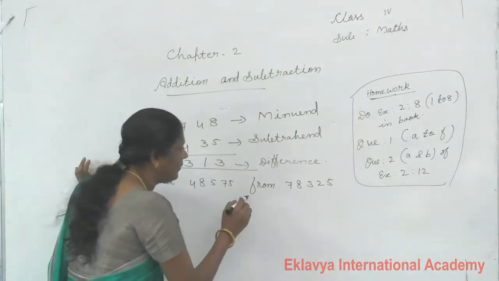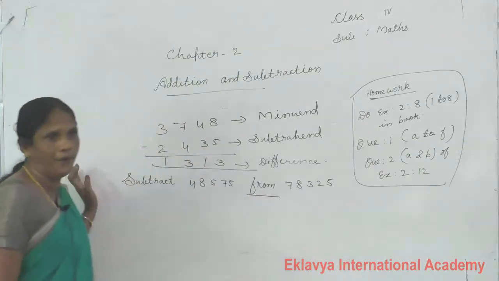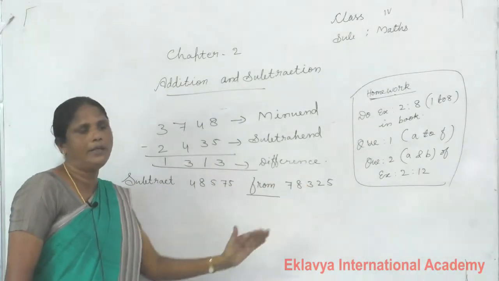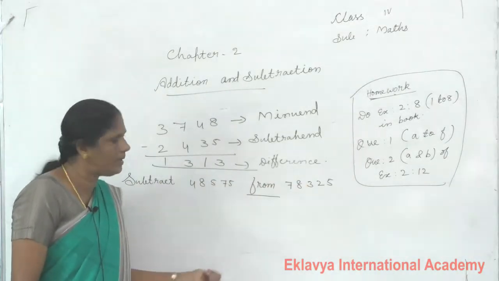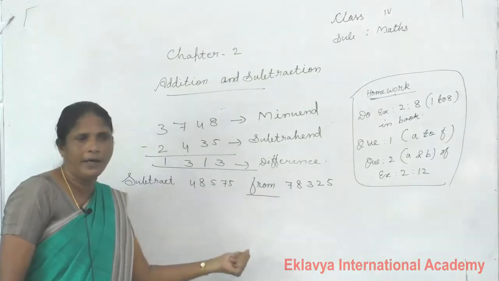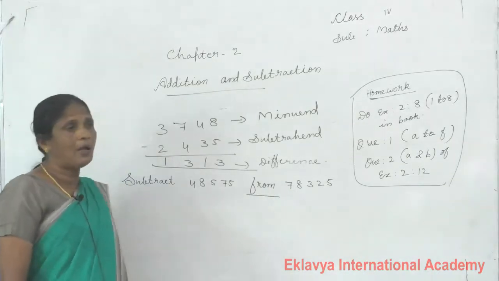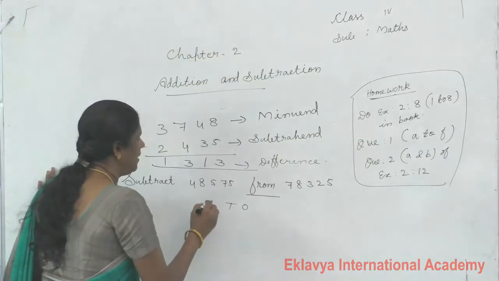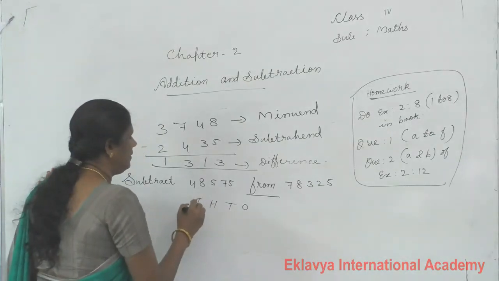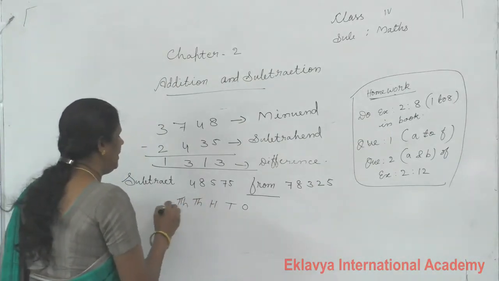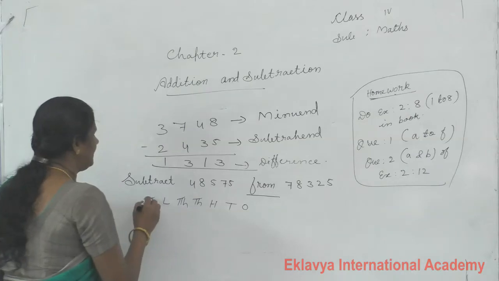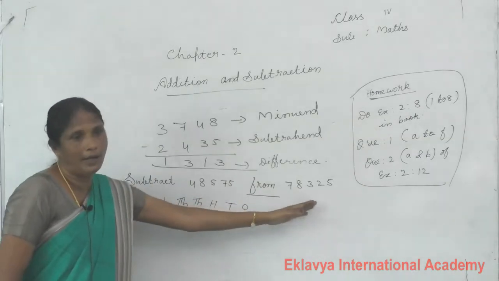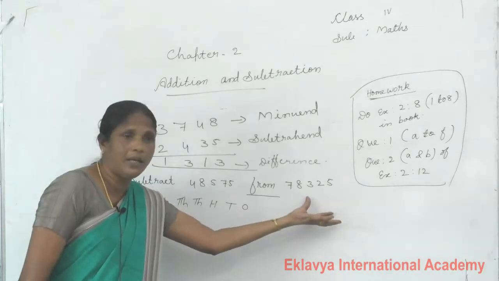Listen, look here, which word comes here? From. This means the second number is written first. According to place value you write ones, tens, hundreds, thousands, ten thousands, lakh, ten lakh. Then the second number is written first. This is the bigger number.